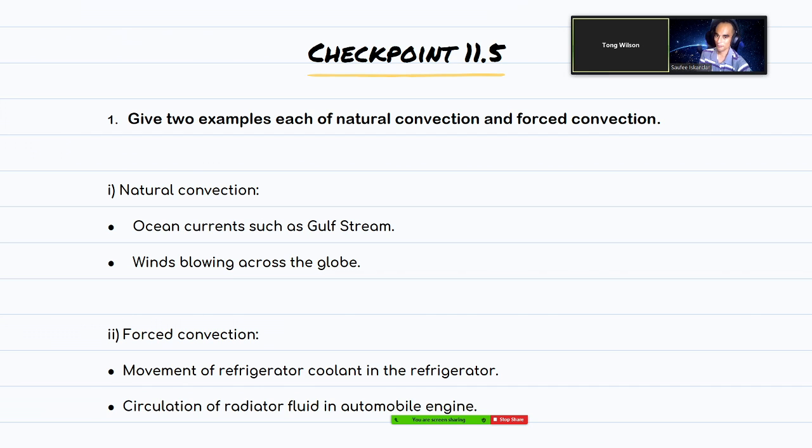Two examples of natural convection and forced convection. Natural convection, just like we said, occurs in the ocean currents such as the Gulf Stream and also the winds going across the globe. Forced convection includes movement of refrigerant in the refrigerator and the circulation of radiator fluid in automobile machines.